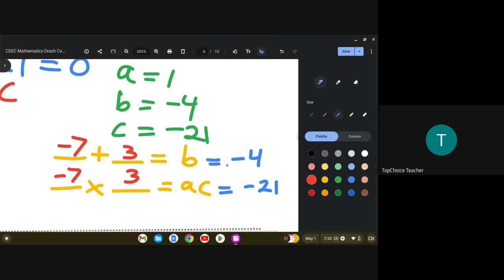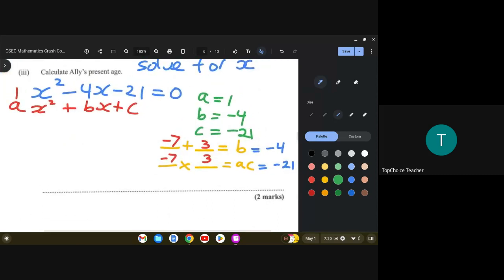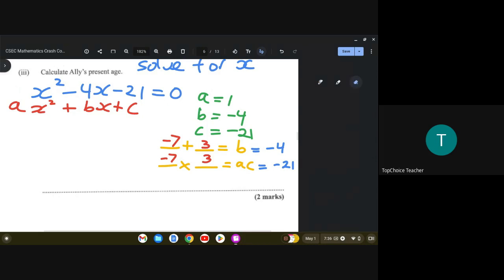If your directed numbers, which is your positive and negative numbers, are a bit weak, guys, you have a calculator in this test. Use it. Negative 7 add 3 is negative 4, and negative 7 multiplied by 3 is negative 21. So these are our important numbers. What are we going to do with those numbers now? Remember, we split B into these two things, and there was a reason why we did it. Let's look at how this works out for us. We're going to write back our original equation.